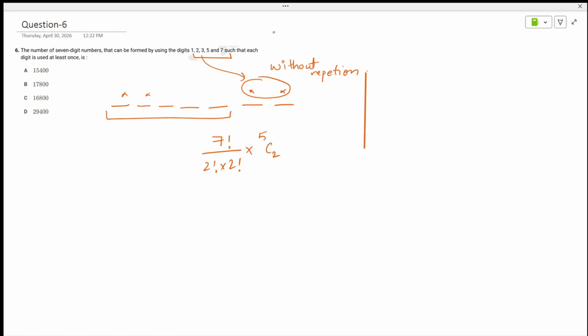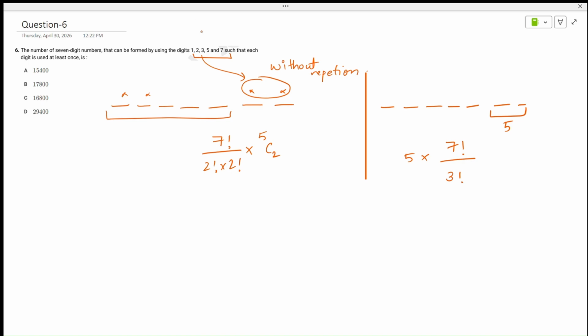If you use with repetition condition, then you will select only one out of these 5 digits here, and that digit will repeat three times in all these 7-digit numbers. So first you can select five. You will get 5 selections out of these 5 digits. So 5 into, and there are 7 digits, so you can arrange them in 7 factorial ways. Since there are 3 digits which are repeating, so you will divide it with 3 factorial. So these are the total number of arrangements or 7-digit numbers that you will get from these 5 digits.